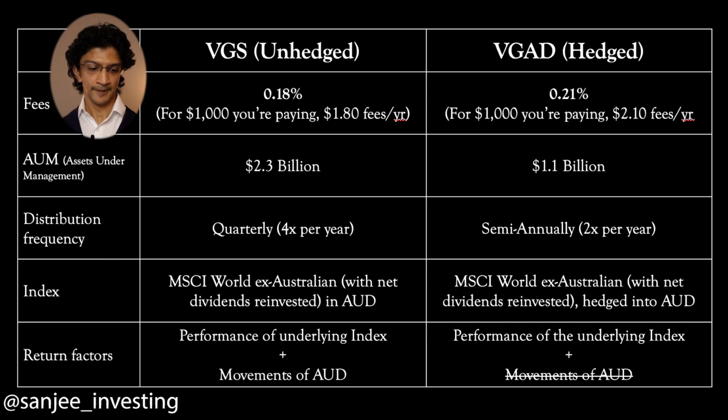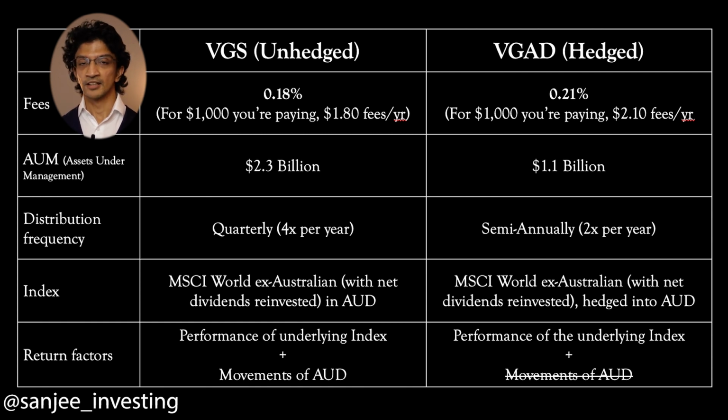This is the big thing about ETFs, where they're a lot cheaper compared to a lot of other forms of investments on the share market, especially against something like a managed fund. Assets under management, AUM, is a straight call out where VGS is much bigger than VGAD, 2 billion against 1 billion. What this basically means is more people have invested in the unhedged version, VGS, versus the hedged version, VGAD.